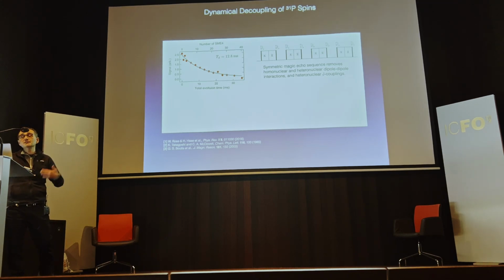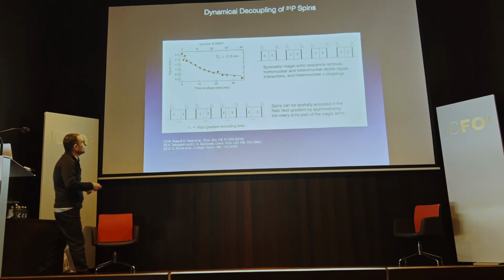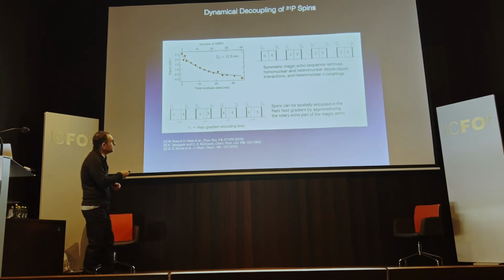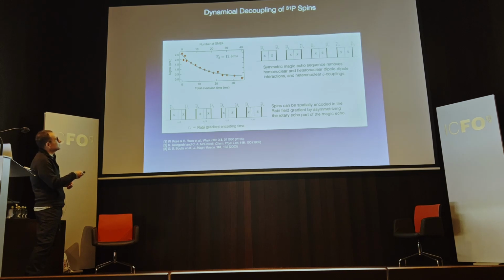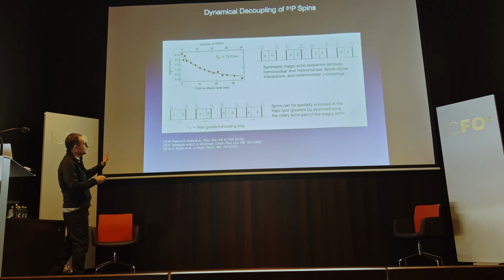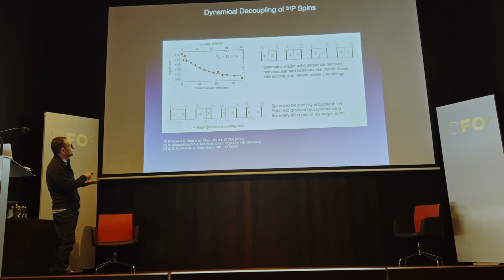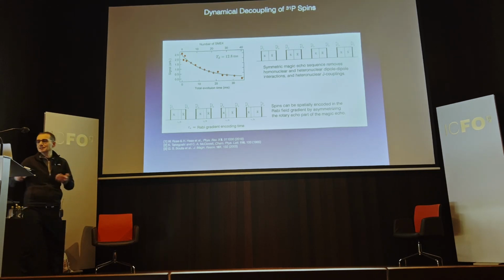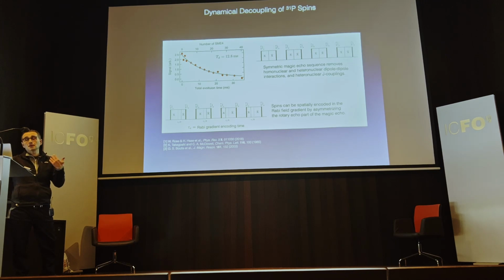So we have long coherence times and large gradients. We encode in the Rabi field gradient by just asymmetrizing this rotary echo part in the magic echo sequence. That's a detail. I won't bother to get into it, but just suffice it to say, during these times, we can encode with the gradient of the Rabi field.